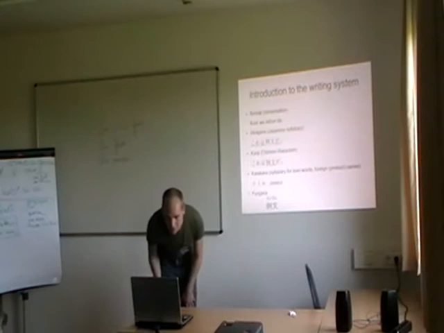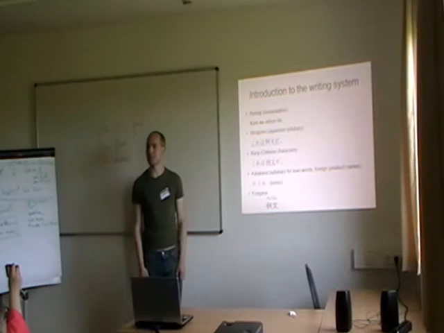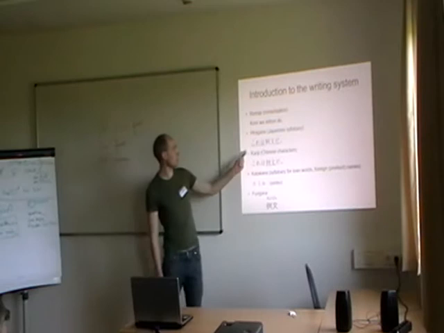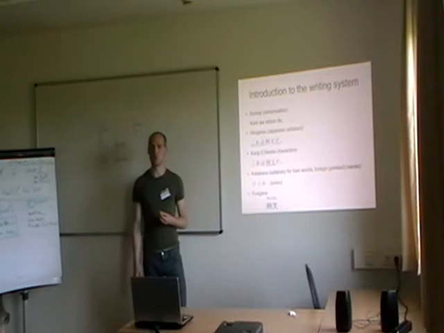So, the writing system. First there's Romaji. So that's basically just romanization. This is an example sentence, it means. Then there's the Japanese syllabary. So that's the underlying parts. Basically, you use the syllabary for grammar. If it means anything to you, for closed class words.